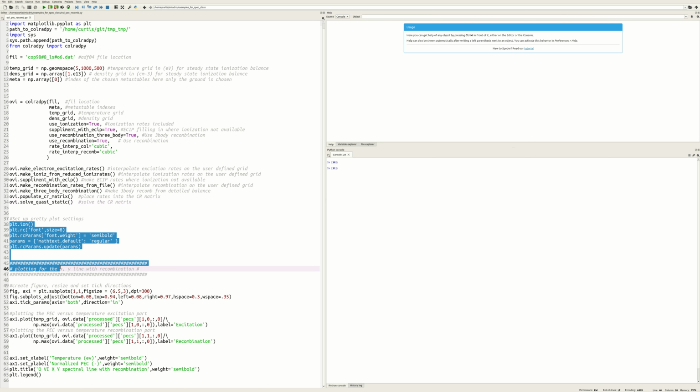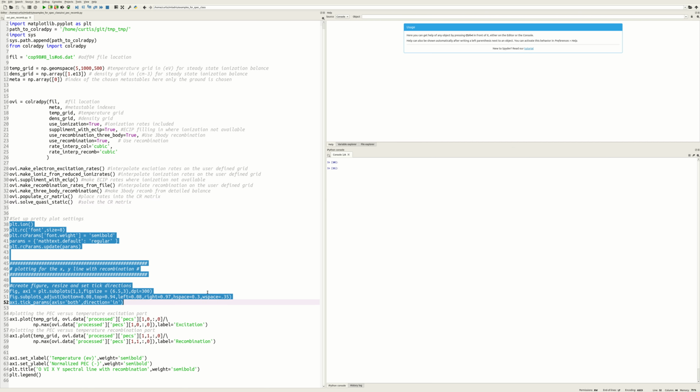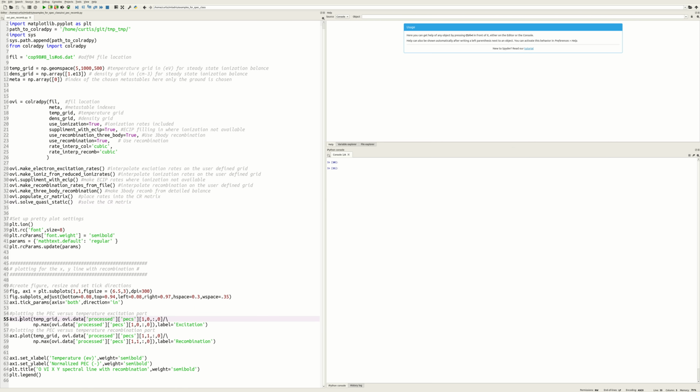So again, this is setting up stuff for plotting, and because we're only plotting one density here, there's no for loop, and we are going to plot against the temperature grid the X and Y line, which again we know is the first PEC index, so that's how we specify it here. We're going to specify now the ground. So the way this axis works is it goes in the charge state you have specified up here, ground, and then any metastables, so it goes in the order of the metastable array.